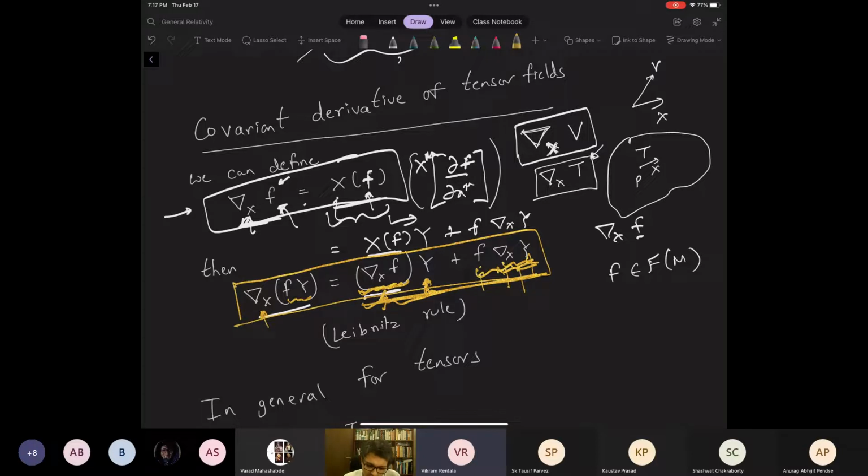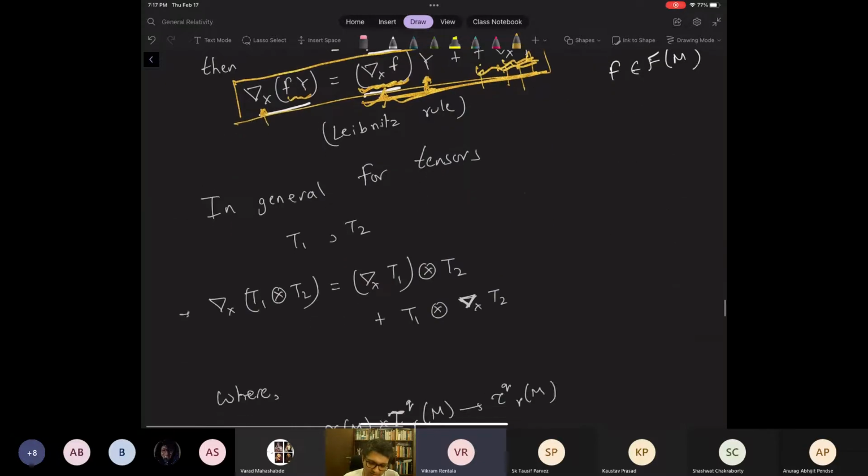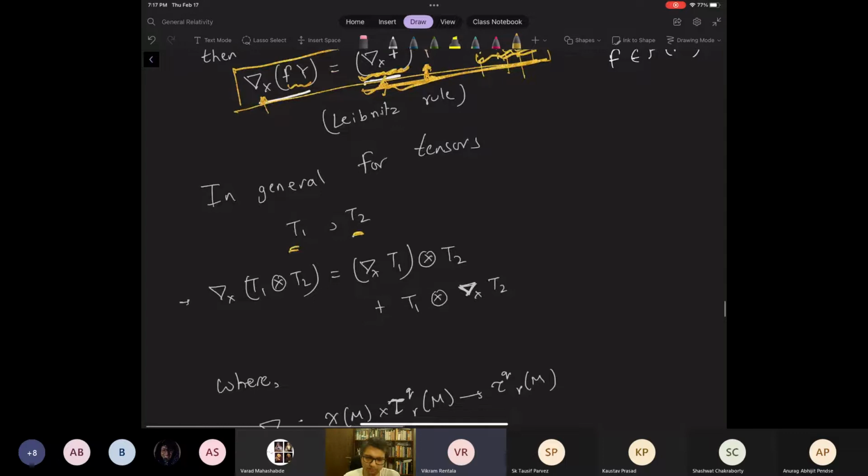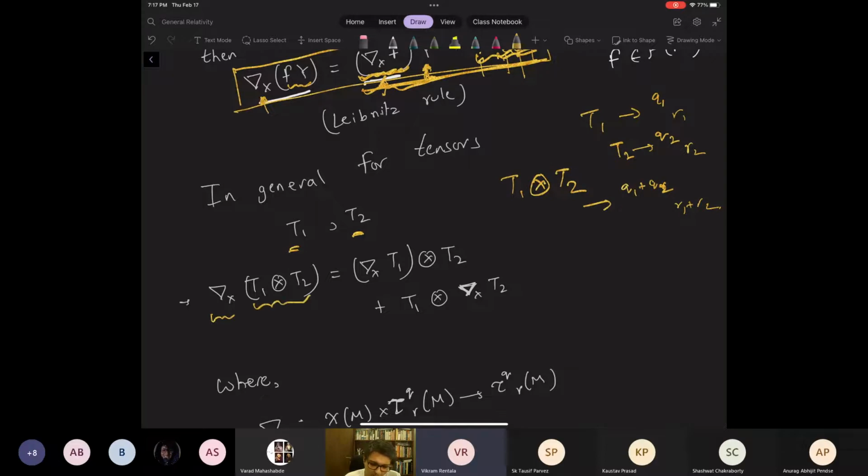So what we'd like now is to generalize this rule for arbitrary tensors. So for arbitrary tensors, if we have a tensor T1 and T2, and last time we defined the notion of a tensor product between two tensors T1 and T2. So if tensor 1 is of type (Q1, R1) and tensor 2 is of type (Q2, R2), then we define this notion of a tensor product T1 ⊗ T2, which gives us a tensor of type (Q1 plus Q2, R1 plus R2). Okay, and now what we'd like to do is define a notion of a derivative on this product tensor.